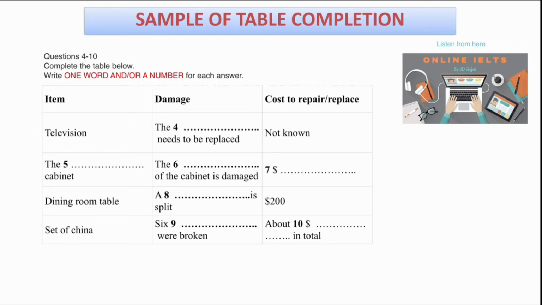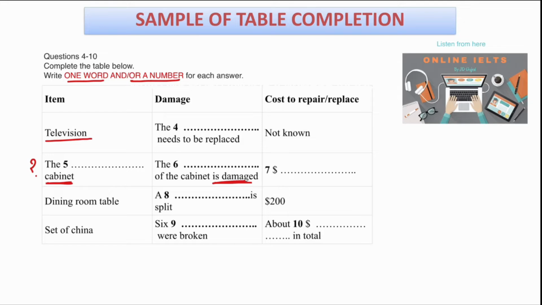Now here I have put an example of table completion where the instruction is written, it is a 1-word answer and or a number. That means you have to write only a 1-word answer in your questions 4 to 10. So here the item, damage and cost to repair things are given to you, and the item is the television. Here you need to mark which cabinet is damaged.